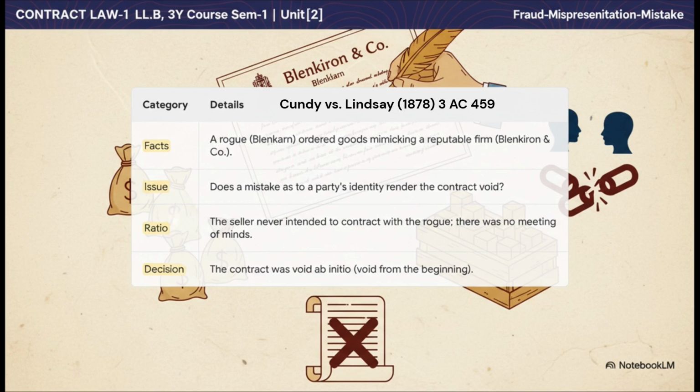The court's ratio was that there was no consensus ad idem, or meeting of the minds. Lindsay's intention was to contract with Blenkiron, not Blenkarn. Therefore, the court decided that the contract was void ab initio, or void from the beginning.